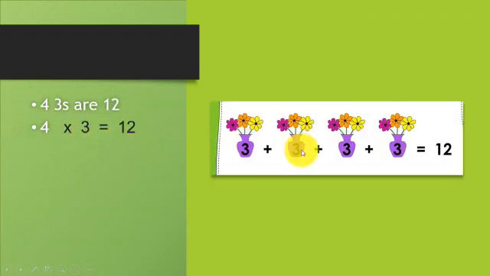Next we have 4 pots. Each pot has 3 flowers. We can add this 3 plus 3 plus 3 plus 3. Answer is 12. Now multiply this, 4 multiply 3 is equal to 12. Answer is same, but addition is the long process and multiplication is the simple process.